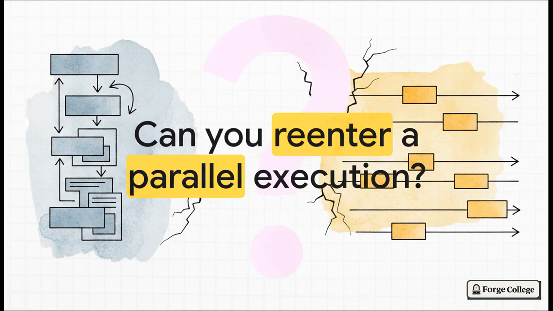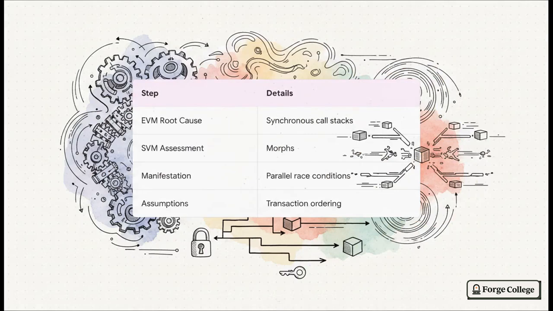In the EVM, reentrancy relies on synchronous single-threaded call stacks, right? You call a contract and it calls you back before your first function even finishes updating its state. But on Solana, transactions run in parallel. That whole traditional synchronous call stack assumption entirely breaks down. So let's walk through how this mapping actually plays out in reality.